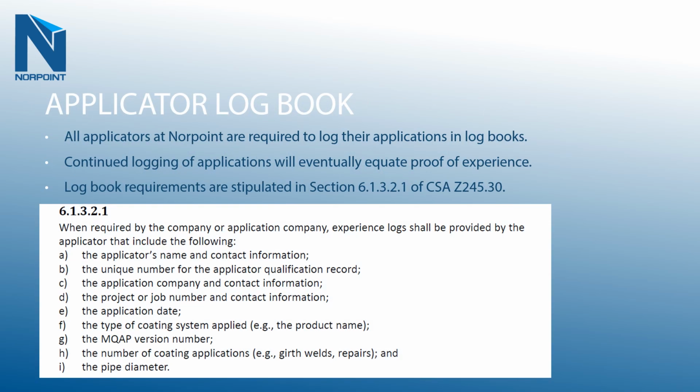All applicators at Norpoint are required to log their applications in logbooks. Continued logging of applications will eventually equate to proof of experience. Logbook requirements are stipulated in section 6.1.3.2.1 of CSA Z245.30.